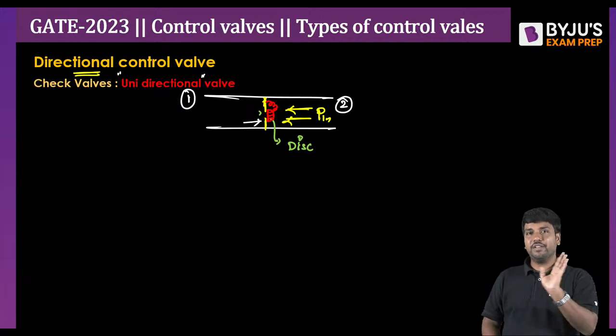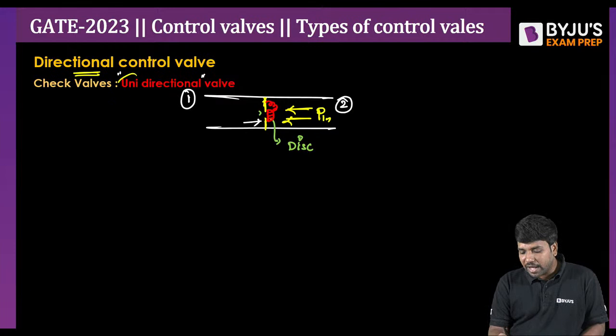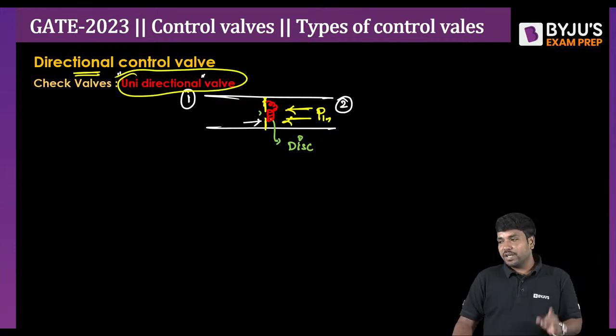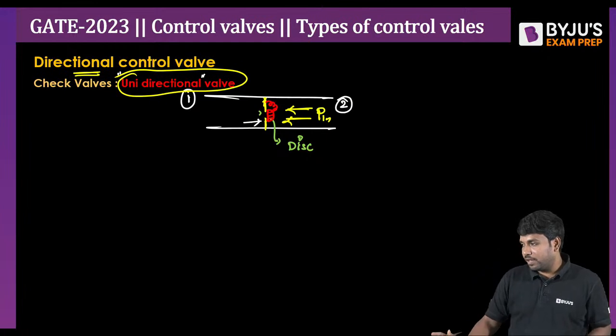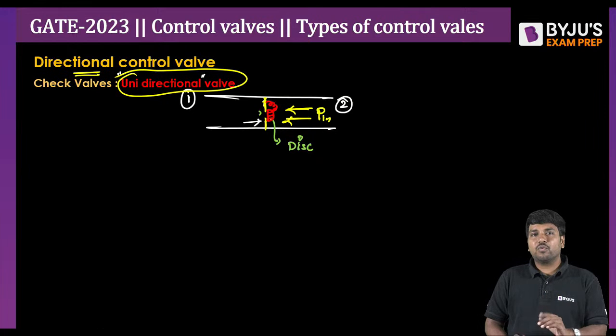That means left to right it is possible if the pressure is more than the spring resistive force. But right side to left side it is not possible. That's why it is called a unidirectional control valve, and it is a basic type and famous type. Is it clear to all of you? Yes, good. So basically the idea is so simple. If you want to allow the fluid only in one direction, we require the check valve.